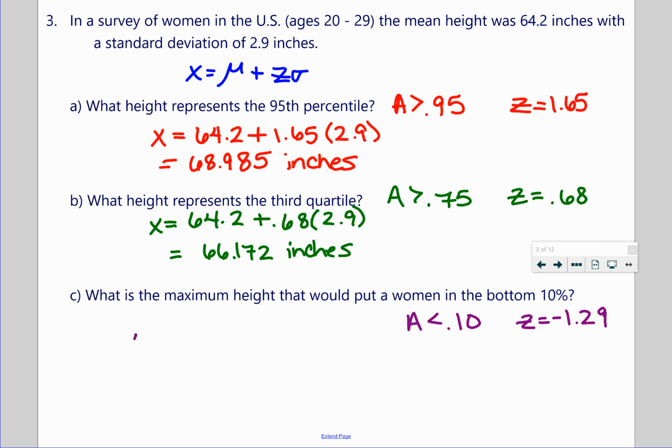All right, convert it to an x. 64.2 plus negative 1.29 times 2.9. 60.459 inches. Okay, questions on number 3.